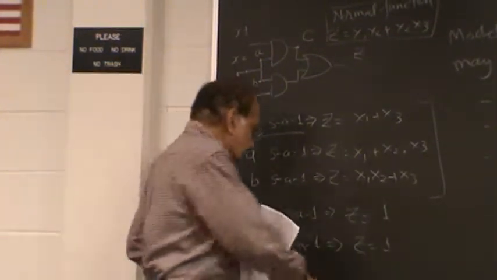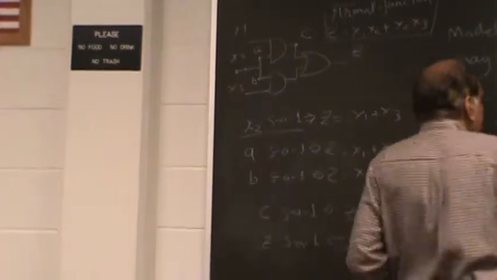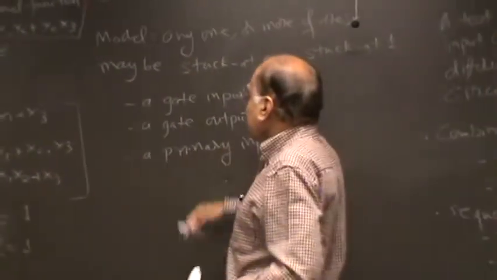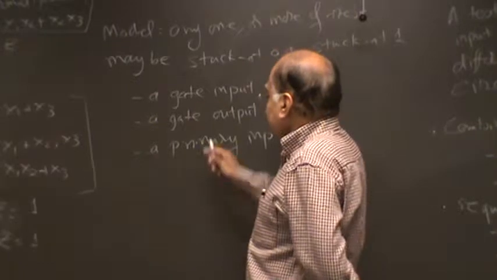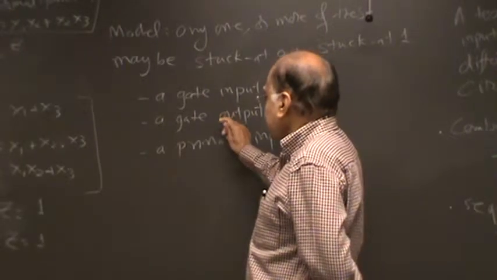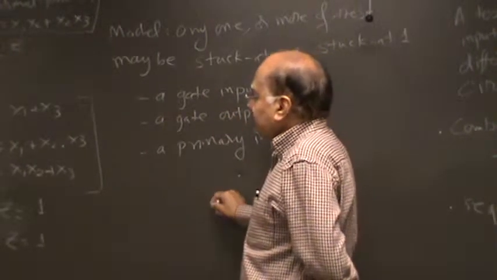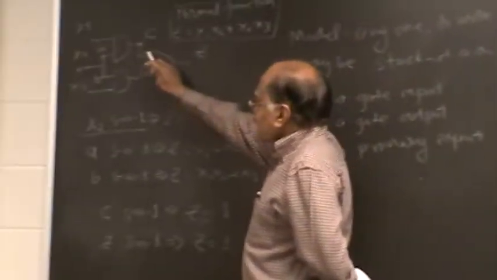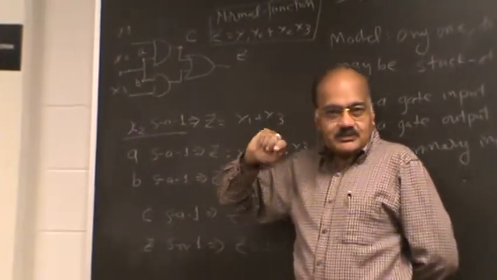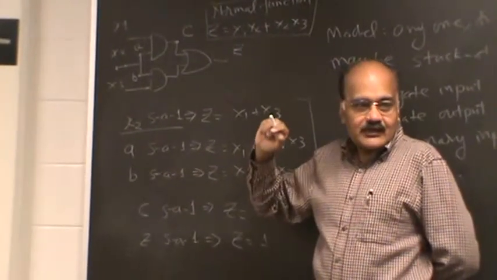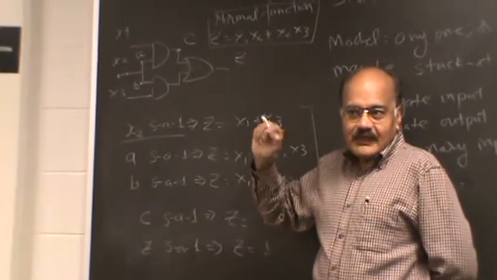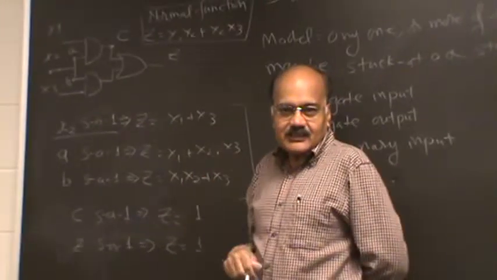Okay, now notice, according to the model, you can have a defect at a gate input, a gate output, or a primary input. C here is, what is it? Is it a gate input or gate output? I guess it's both, but we can consider it either.